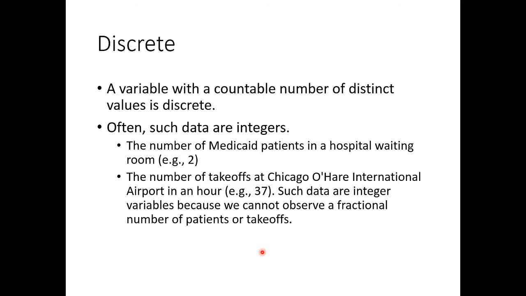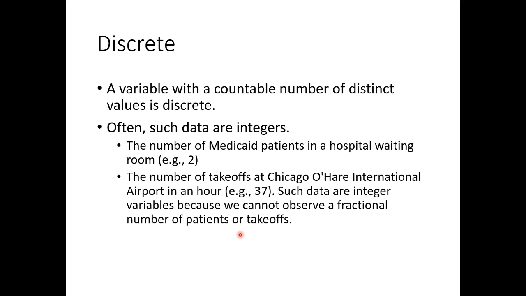Numerical data is again classified by discrete and continuous. Discrete data is usually integer data, such as the number of events or number of cases. For example, the number of Medicaid patients in a hospital waiting room is discrete data. Or the number of takeoffs at Chicago International Airport is discrete data.